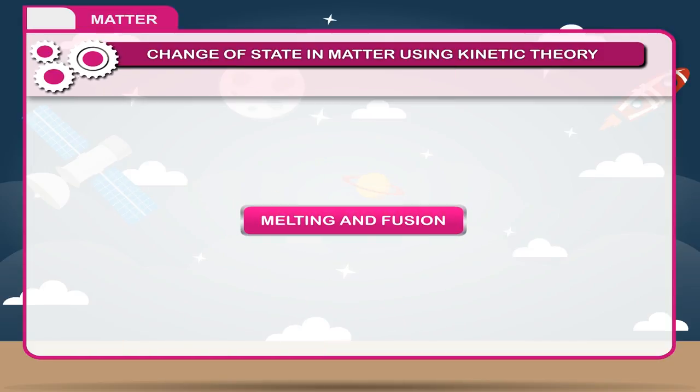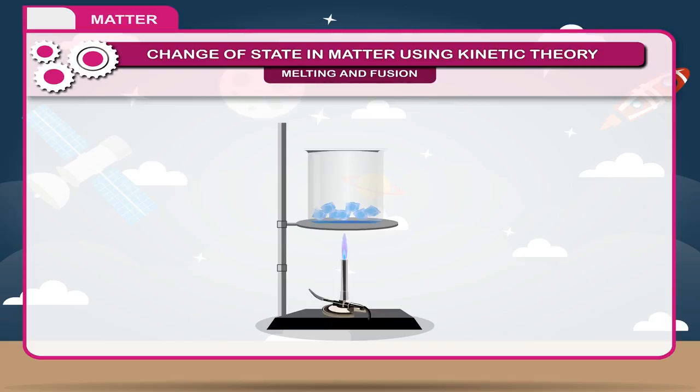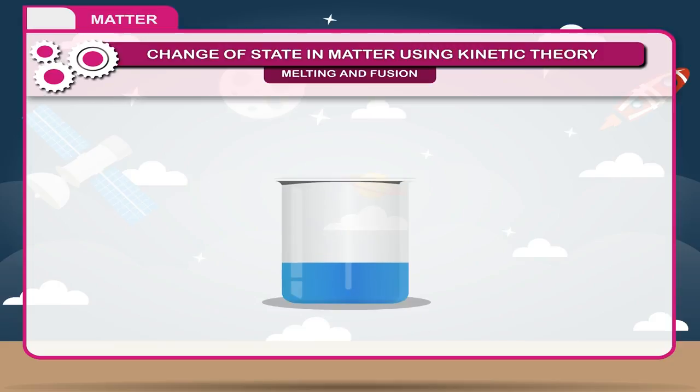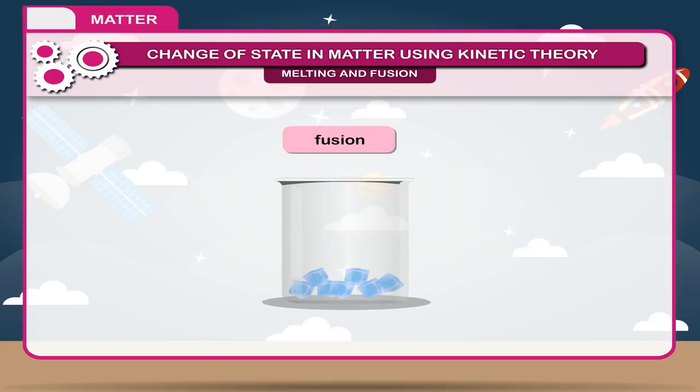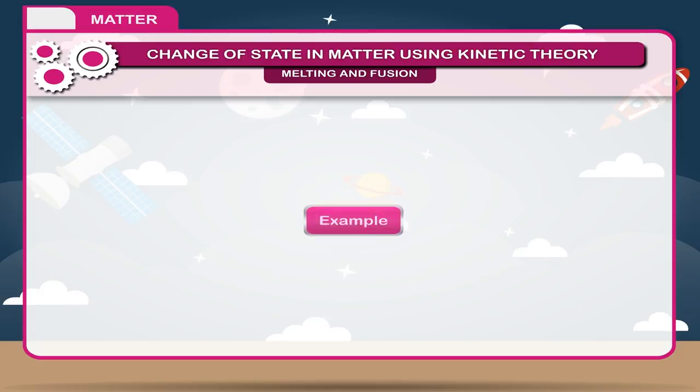Melting and fusion. The change from solid to liquid state is called melting. The process takes place at a constant temperature when heat is applied. The reverse change from liquid to solid is called fusion. This process takes place when heat is rejected at constant temperature.